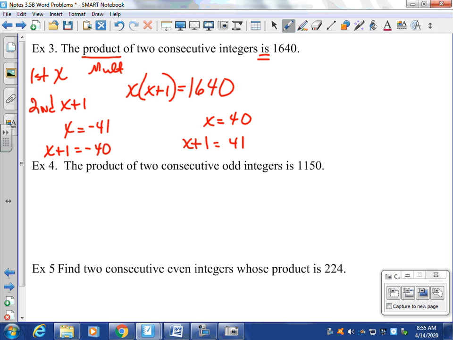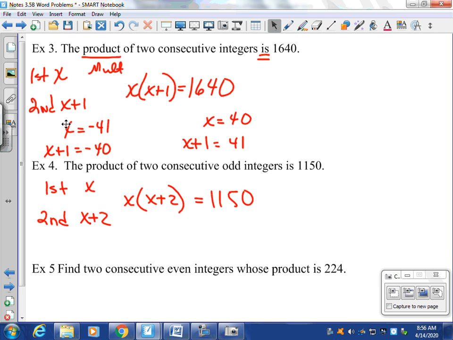All right, let's look at even and odd ones now. What do odd numbers go up by? Like 1, 3, 5, 7 are odd numbers. They go up by 2's. What do even numbers go up by? 2, 4, 6, 8. They go up by 2's. So the product of two of them, my first number and my second number, would have to be x and x plus 2, because you want it to go up by 2 so you get every other number. Whether it's odd or even doesn't matter, because odds go up by 2's and evens go up by 2's. So this pattern has to go up by 2's. So x and x plus 2 is equal to 1150.